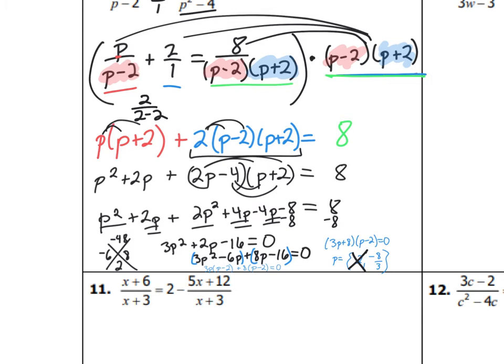Okay? So on your quiz next class, you're going to have a blank that says x equals and a blank that says x does not equal. So if you had a question like this one, you would put x equals negative 8/3 and x does not equal 2.